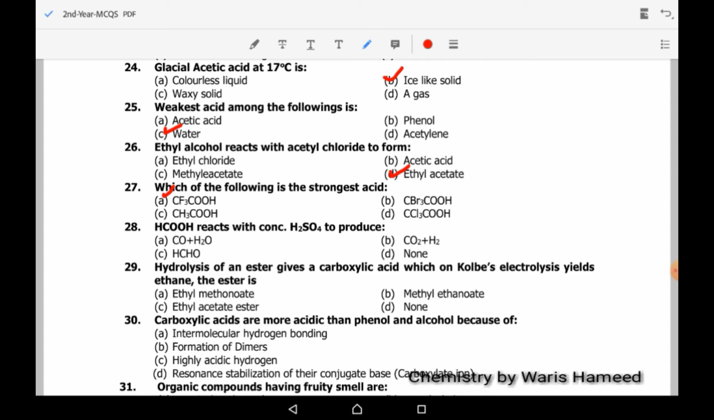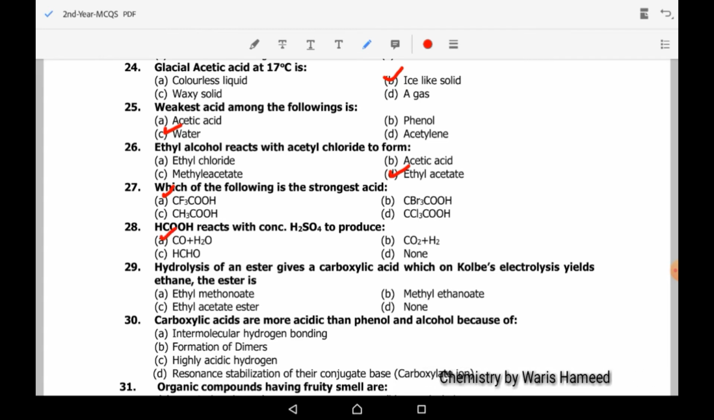28th MCQ, HCOOH reacts with concentrated sulfuric acid to produce. Sulfuric acid is actually a dehydrating agent, and it will remove a water molecule from carboxylic acid and will form carbon monoxide and water. So A option is correct one.